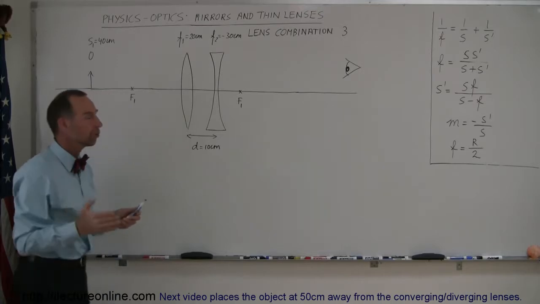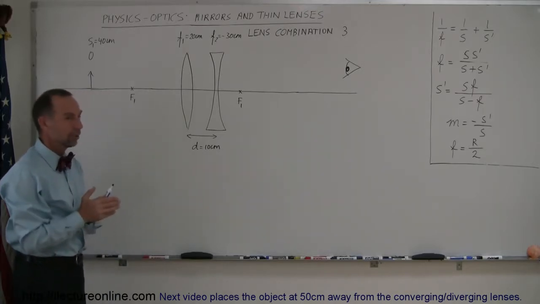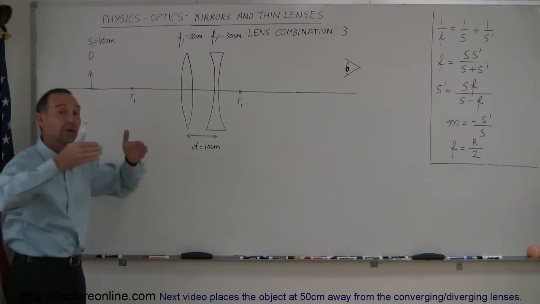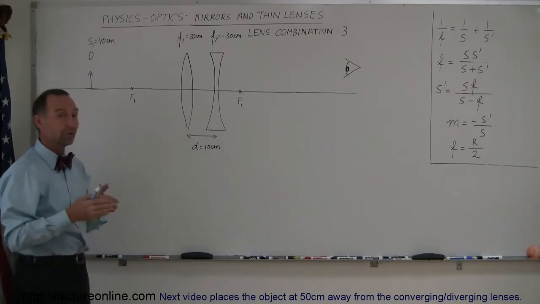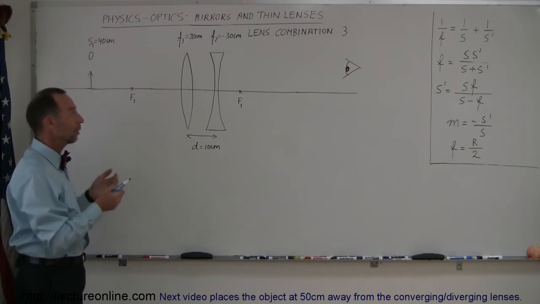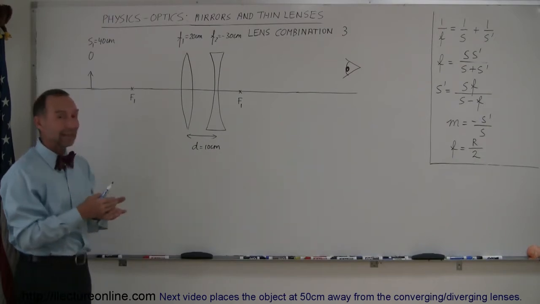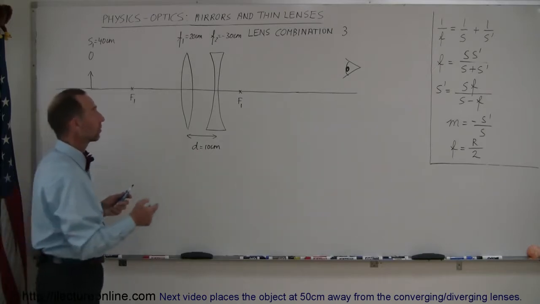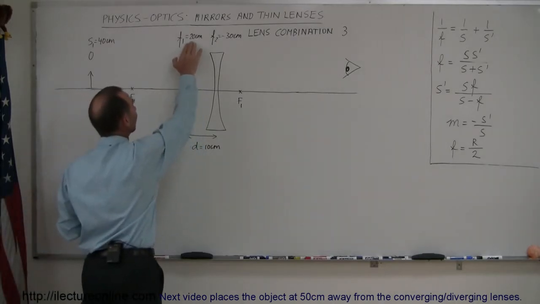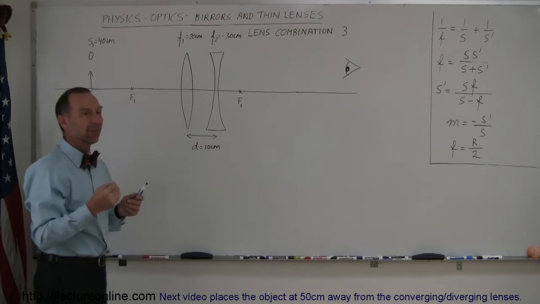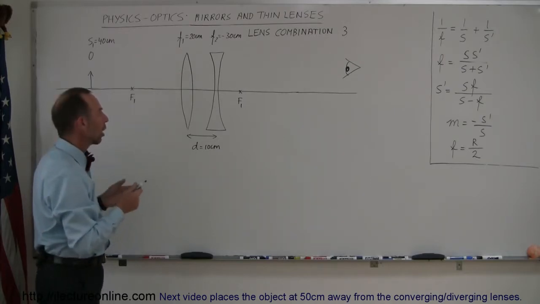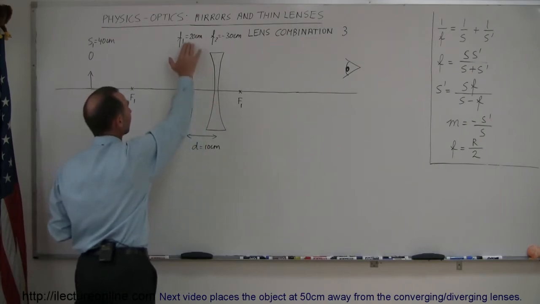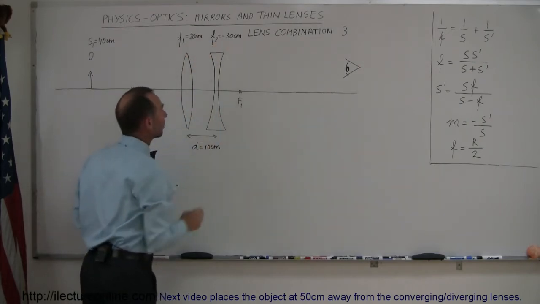Now, when you put a converging and diverging lens together, they kind of counteract each other, because a converging lens causes the rays to converge and the diverging lens causes the rays to diverge. As a combination, will they act like a converging lens or a diverging lens? That depends upon their relative strengths. The smaller the focal length, the stronger the lens is, the more it will cause the rays to bend. So in this particular case, it looks like the converging lens is stronger than the diverging lens.